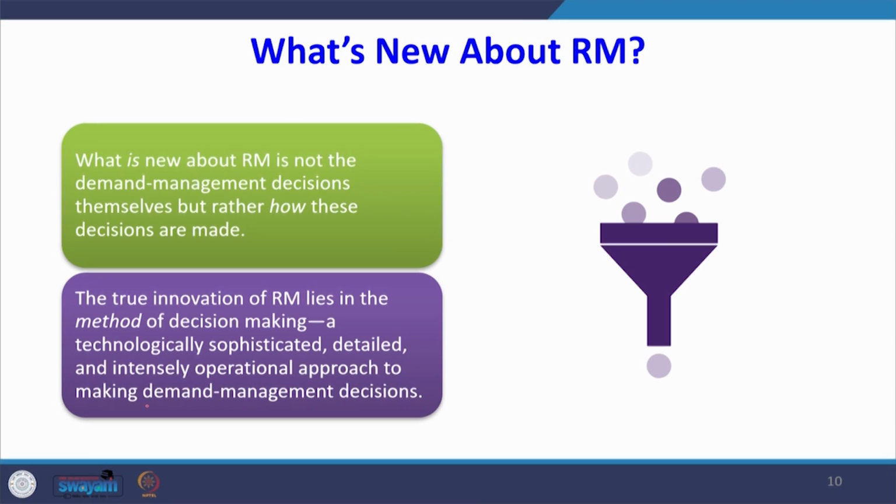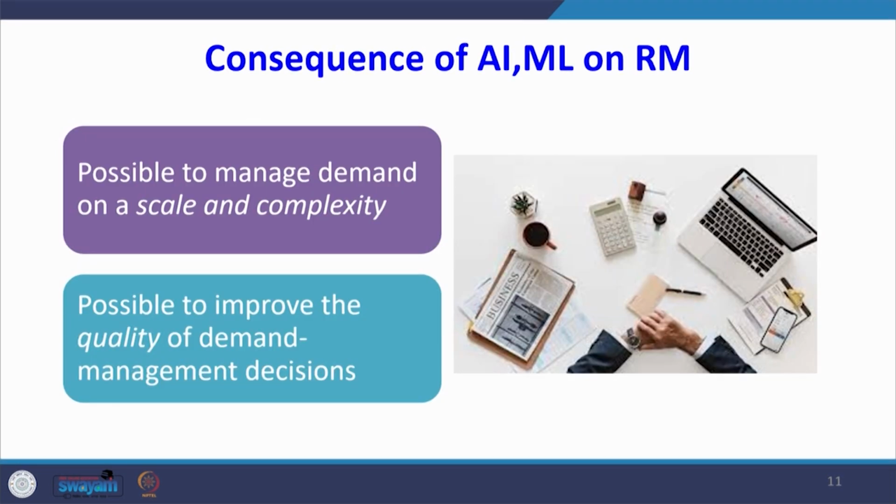Now, with the help of technology, we are able to capture the exact demand of the customers. Because of this sophisticated technology, we are able to do revenue management a little more easily than in olden times. Now, artificial intelligence and machine learning techniques are used in revenue management. These help make it possible to manage demand at scale and complexity.